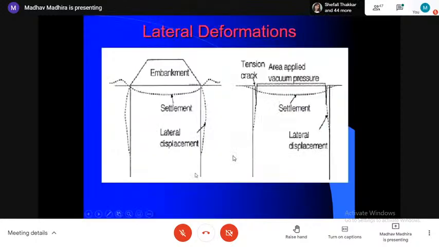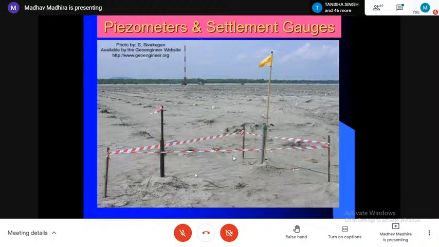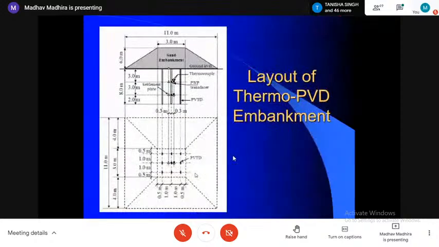The advantage with vacuum preloading is that under surcharge loading, while settlement takes place, there's going to be lateral squeezing, lateral displacement. With vacuum loading, which is hydrostatic, there is no such problem. And with surcharge, you may end up actually getting a crack because the soil is consolidating laterally also. These are the piezometers and settlement plates that have been installed at a site. And this is a typical embankment with all the elements.